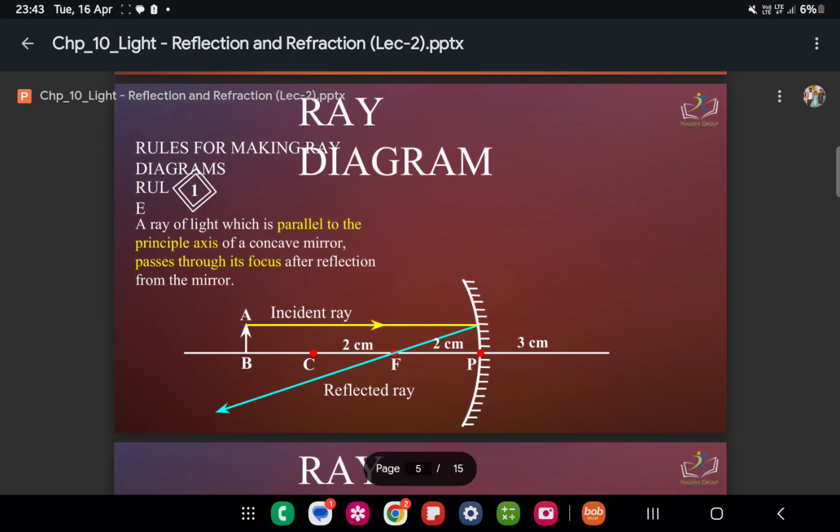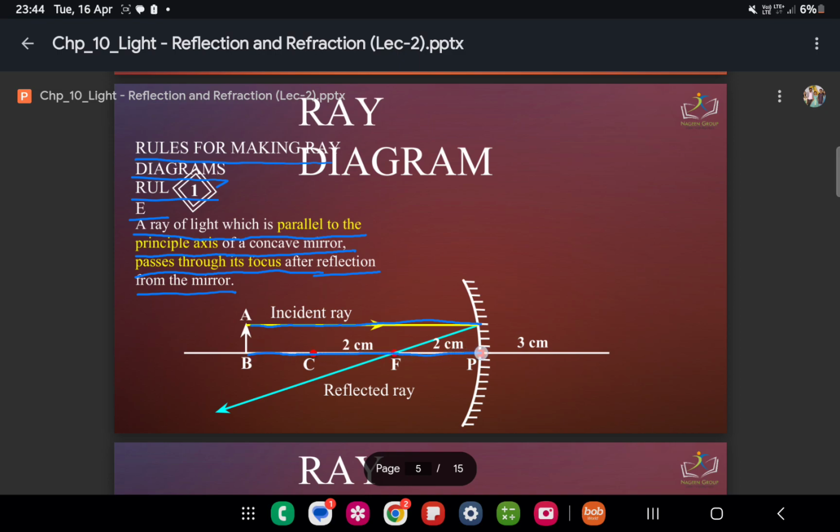How will the ray diagram be in the concave mirror? Here some rules for making rays are given. The first rule is: a ray of light which is parallel to the principal axis of a concave mirror passes through its focus after reflection from the mirror. It means the first rule represents any light ray. This is the light ray. If you think this is the light ray, it is parallel to the principal axis.